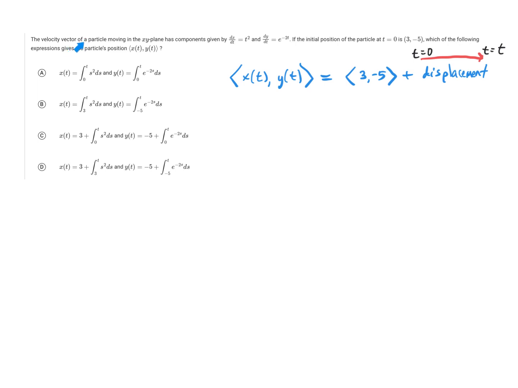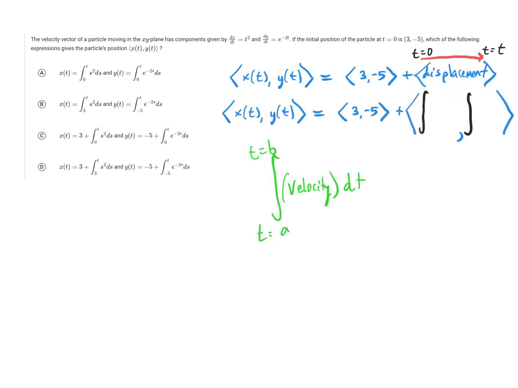All right, so we have a velocity vector, the horizontal component and the vertical component, and we have an initial position of 3, -5. So we want to know what the position is at time t. The position at time t will be where it is at time 0, which is 3, -5, plus displacement, which will be a vector. It'll have a horizontal component and a vertical component.